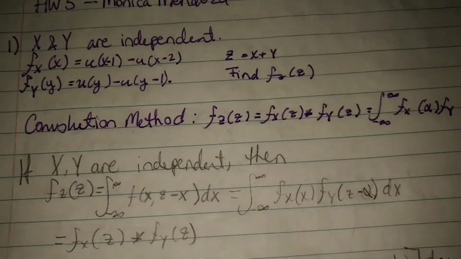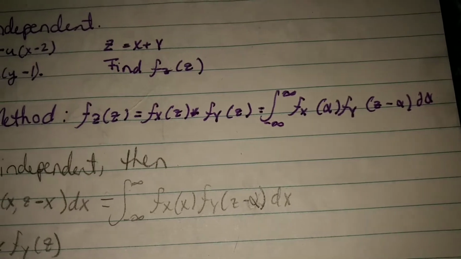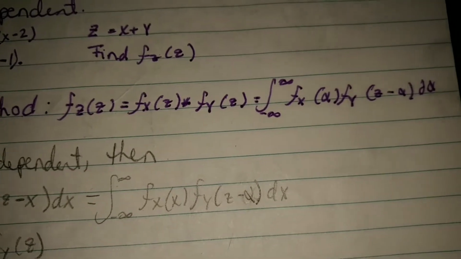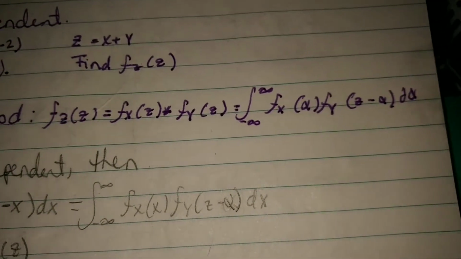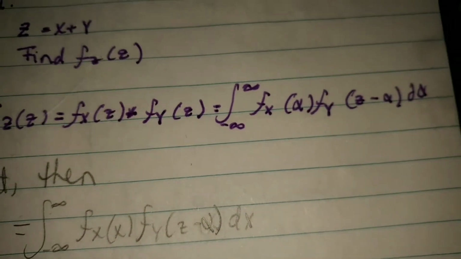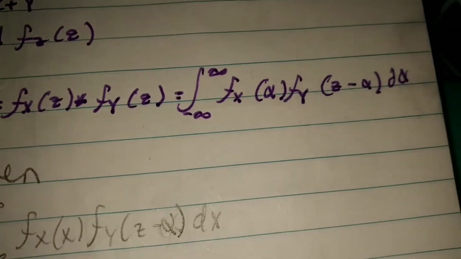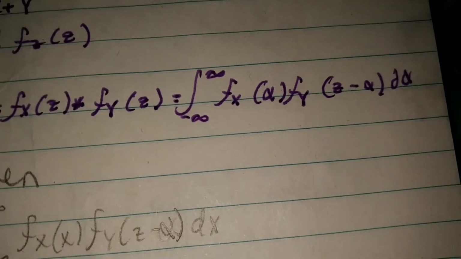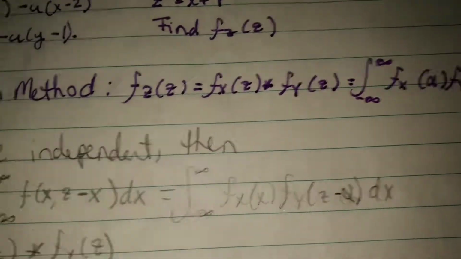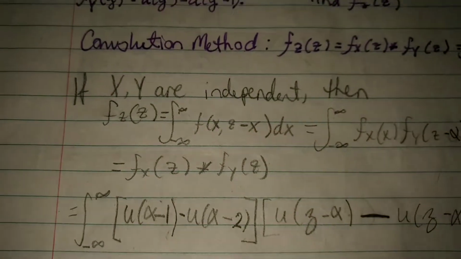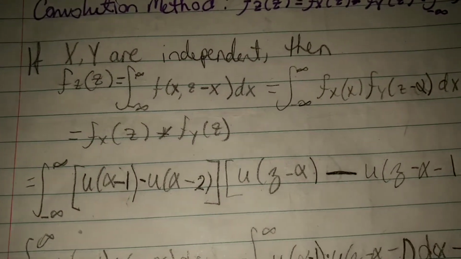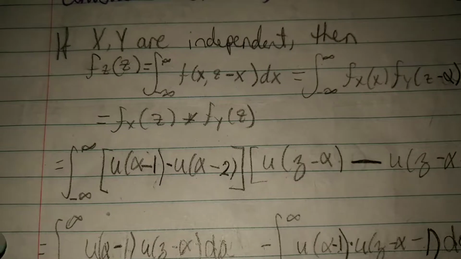So we use the convolution method, and this was also given where we have this formula here, essentially saying that the order of integration doesn't necessarily matter. So in this function we have that the integral from negative infinity to infinity of f_X of alpha times f_Y of z minus alpha d alpha is equal to f_Z of z. So if X and Y are independent, then this is just repeating what was stated there.